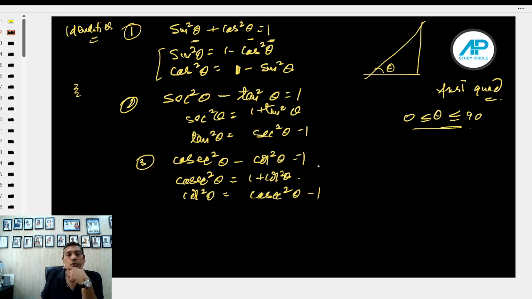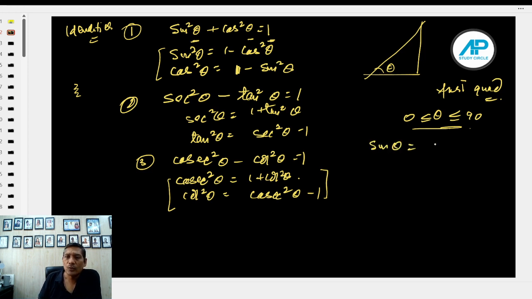This gives me 2 more identities here. Please try to learn these 9 relations. Now, a surprising point is that the entire trigonometry in your book might be confined to these 9 identities or 9 formulas. Apart from that, I can write down some more things.